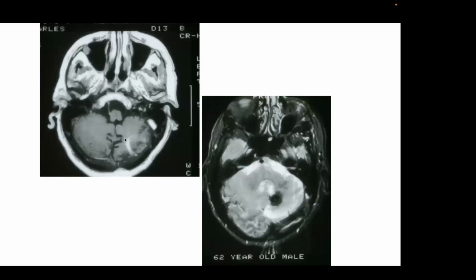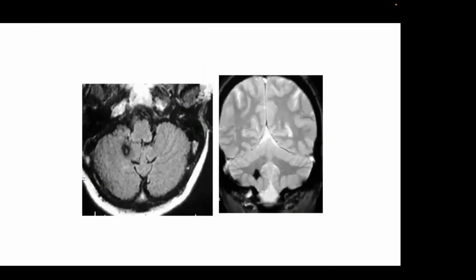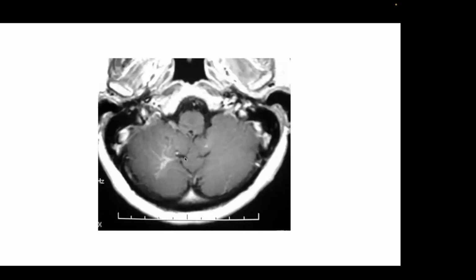Here's just another case of a developmental venous anomaly with a cavernoma in this 62-year-old patient. Here, in this case, you can see the hemosiderin staining. Here's the dark hemosiderin ring, typical for a cavernoma on the right. But if you look carefully at the post-contrast imaging, you can see in the ipsilateral hemisphere, there's also a developmental venous anomaly. So look for these together.